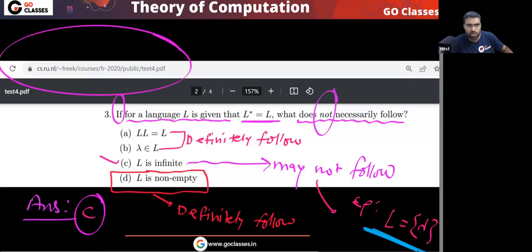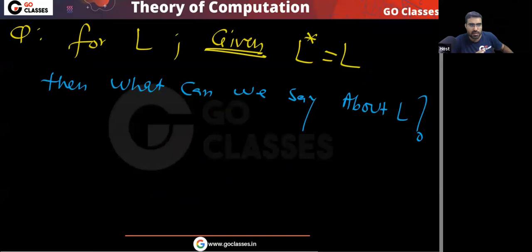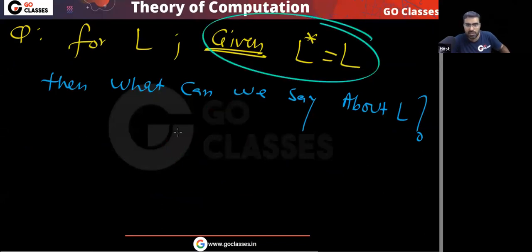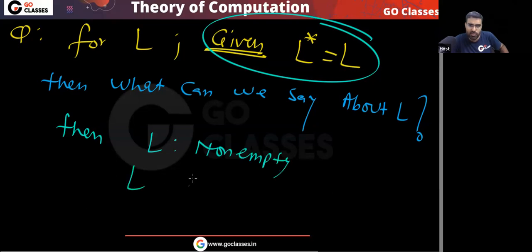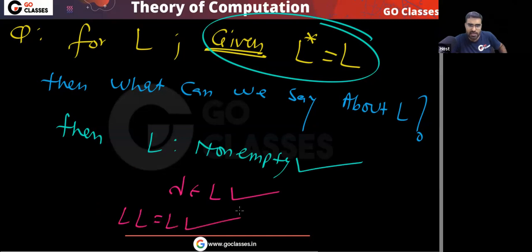Did you understand this question? Please tell me. Did you understand the question and the explanation? So you can notice, if L star is equal to L, then I can say that L will definitely be non-empty. Also, L will definitely contain lambda. Also, LL will be the same as L. All these things will happen.